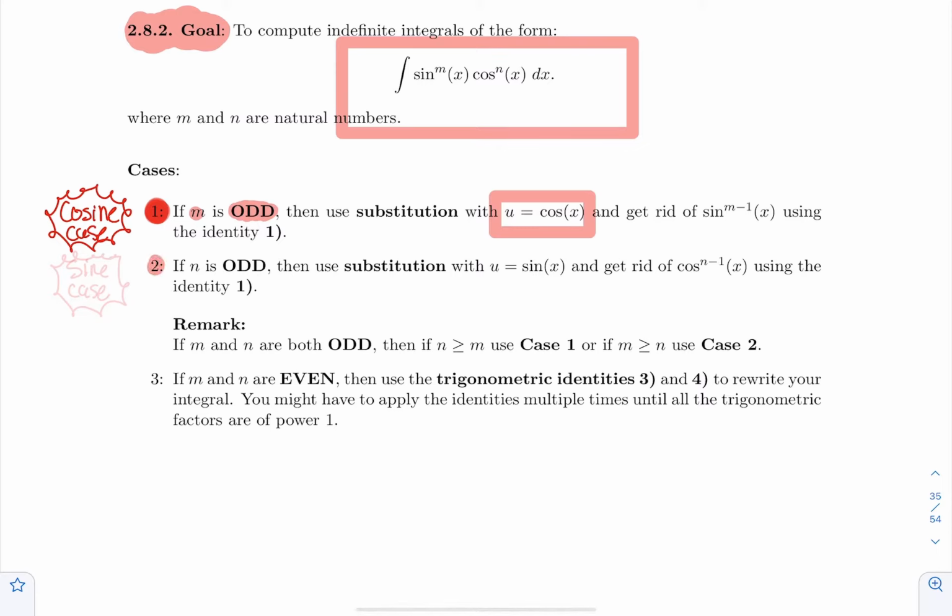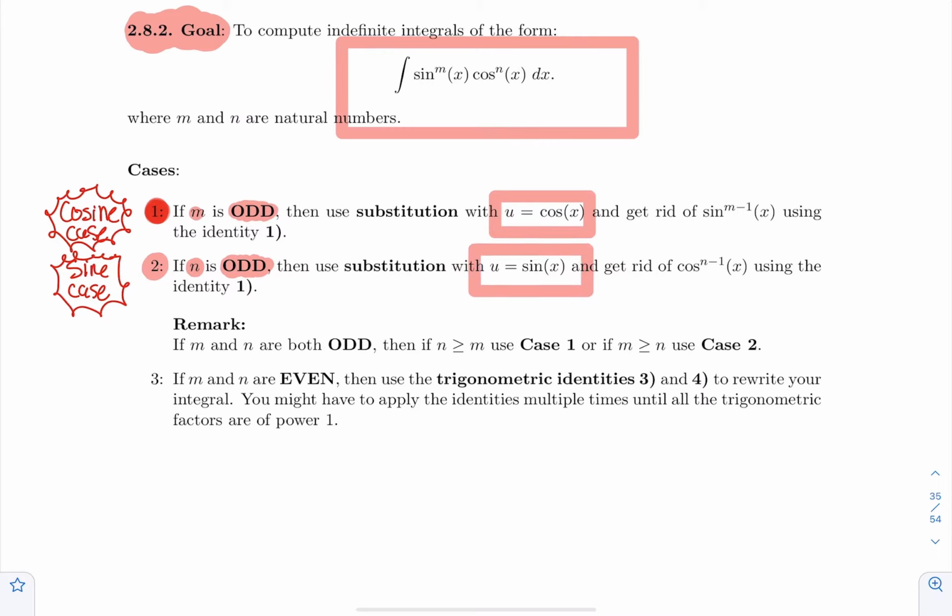Now, the other odd case is when n is odd. So if the power of cosine is odd, then you use the substitution u equals sine of x, and again, by using the first basic trigonometric identity, you will be able to rewrite this integral depending on sine only. So of course, I call the second case the sine case. By using the substitution u equals sine of x, you will find a way to rewrite this integral so that it only involves sine terms.